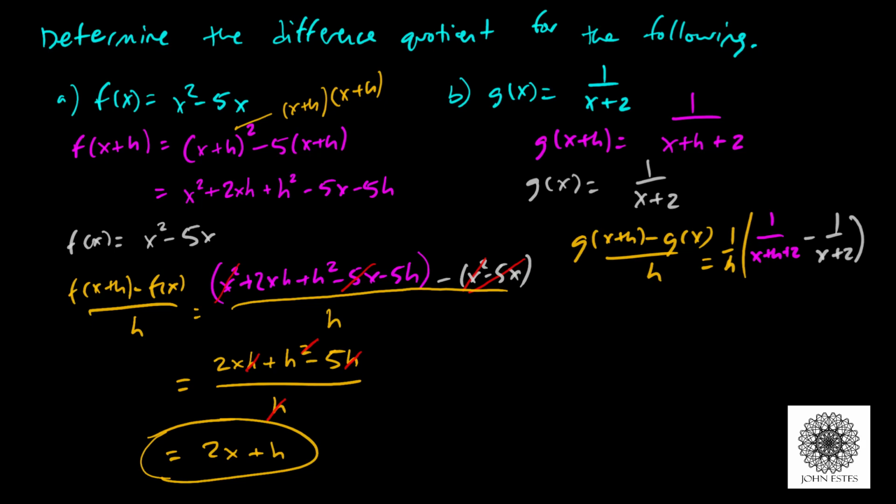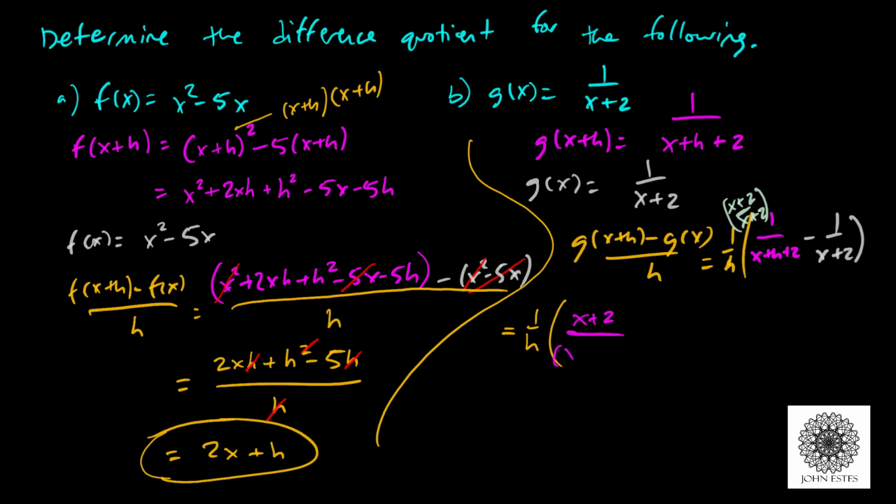Okay, so in this situation, I am going to have to do a little bit of work. I got to get a common denominator. So that's going to be, and let me make sure I'm keeping these separate, 1 over h times, now for a common denominator, I need to multiply in, so this is like rational expression stuff. For the first term, I need to multiply in an x plus 2 over an x plus 2. So when I do that, my numerator is going to be x plus 2. My denominator is going to be the x plus h plus 2 times x plus 2.